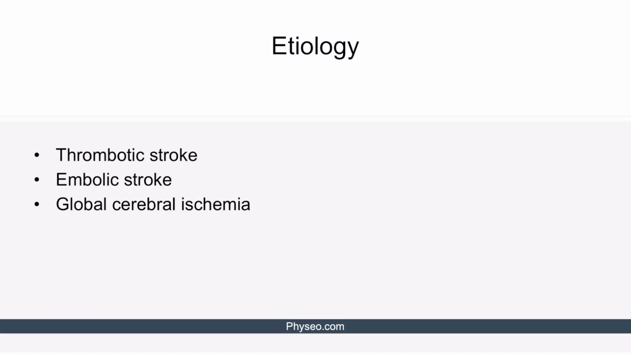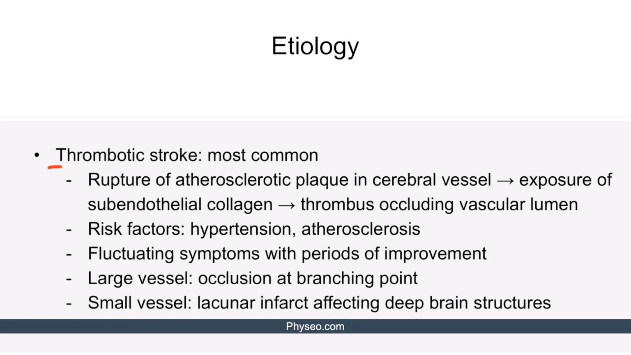Ischemic stroke is classified into several subtypes, including thrombotic stroke, embolic stroke, and stroke due to global cerebral ischemia. Let's discuss thrombotic stroke first. Thrombotic stroke, just as the name suggests, occurs due to a thrombus obstructing brain vessels. Thrombotic stroke is the most common subtype of an ischemic stroke. It happens when there is a rupture of an atherosclerotic plaque in the cerebral vessel that causes exposure of subendothelial collagen. Recall from pathology that subendothelial collagen itself is prothrombotic, and it stimulates thrombus production that occludes the vascular lumen.